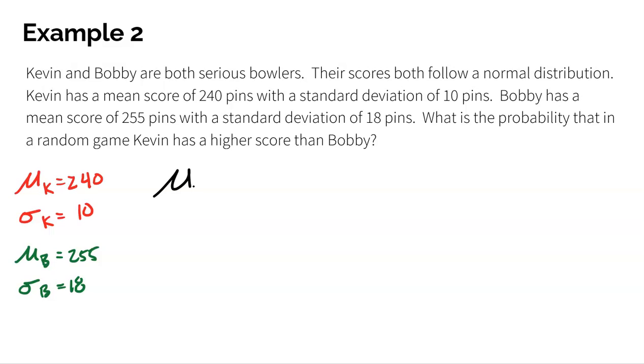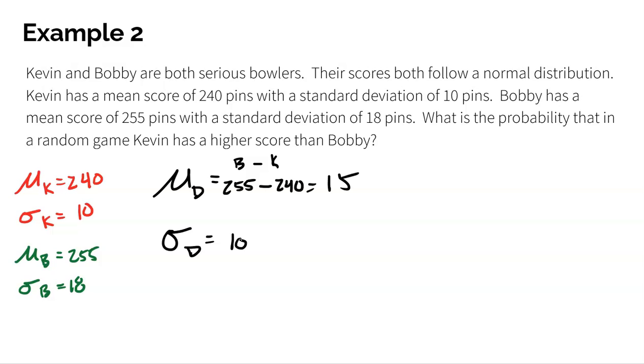So I need to think about what is the expected difference. I'm going to use a D for difference there. Bobby minus Kevin, that's Bobby 255 minus Kevin 240, that's a 15-pin difference in favor of Bobby, right? So I'm looking at that difference. Now, what about the standard deviation? Because they're going to vary. Kevin's going to vary. Bobby's going to vary. So there's definitely a standard deviation here as well.